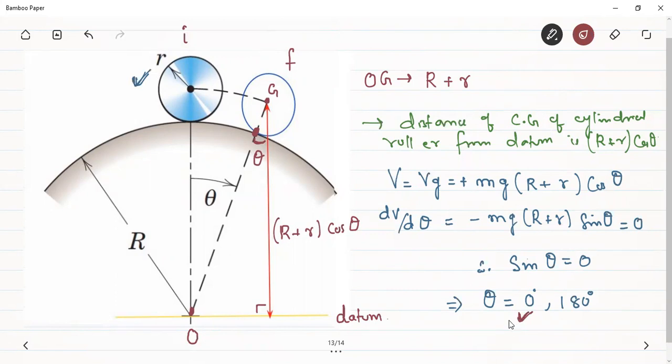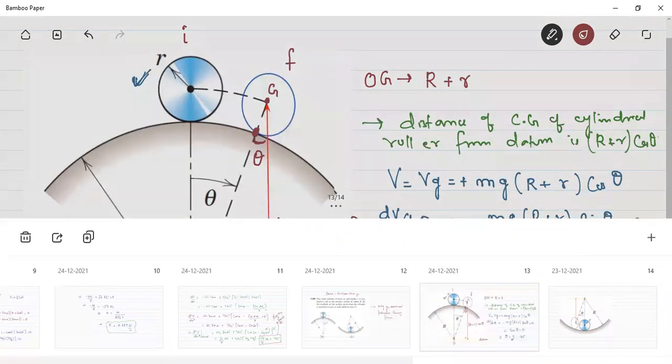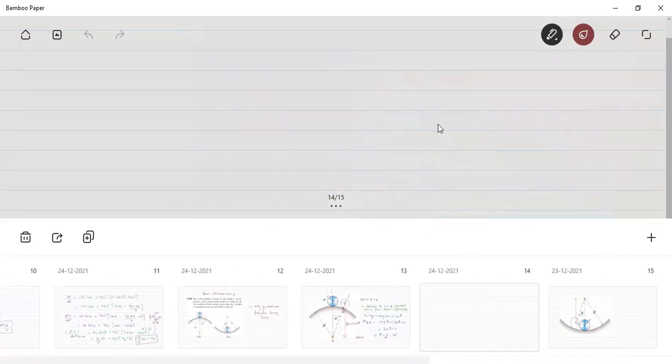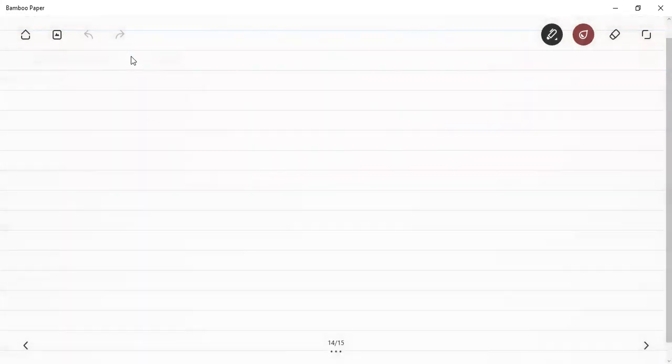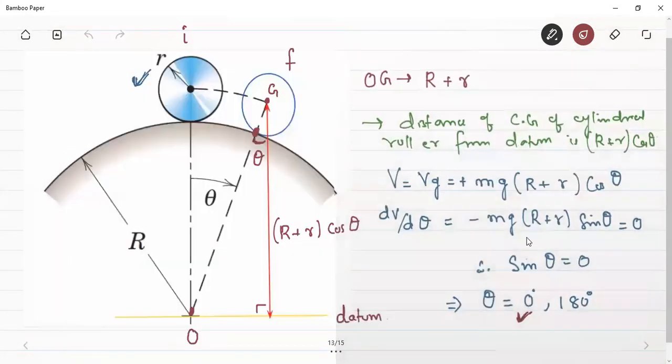Therefore, we have to calculate the second derivative. And in the second derivative term, we'll put theta is equal to zero, because we are interested in finding what is the stability of this position. Not at theta is equal to 180 degree, so we'll forget about this. We'll put theta is equal to zero in our second derivative equation. So let's calculate the second derivative. So the first derivative, dV by d theta, was equal to minus mg (R plus r) sine theta.